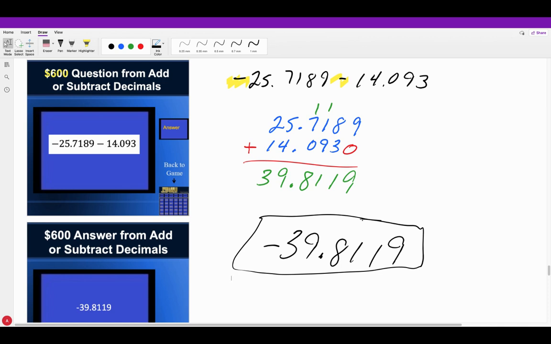Remember, when we're multiplying two negatives, that does turn positive, but when we're adding or subtracting, that doesn't just automatically make things positive. It depends on which numbers are larger. And since we're starting on the left side of our number line to begin with, at negative 25.7189, when we're moving further to the left, we're getting even further left, so it's going to still be a negative number. Right? So just make sure that you're not thinking about your multiplication rules with adding and subtracting.